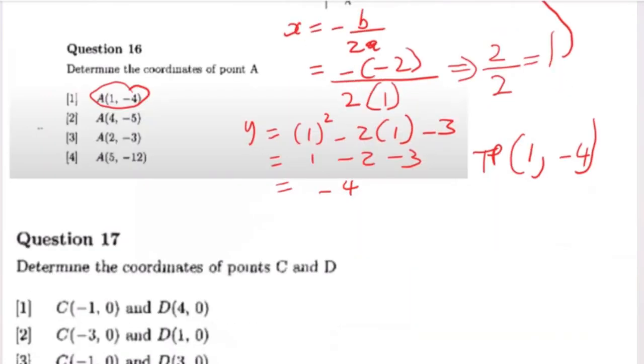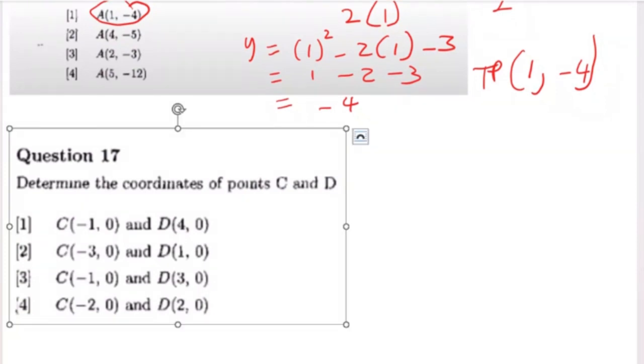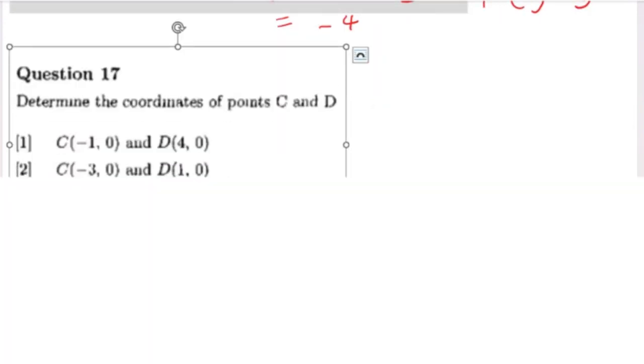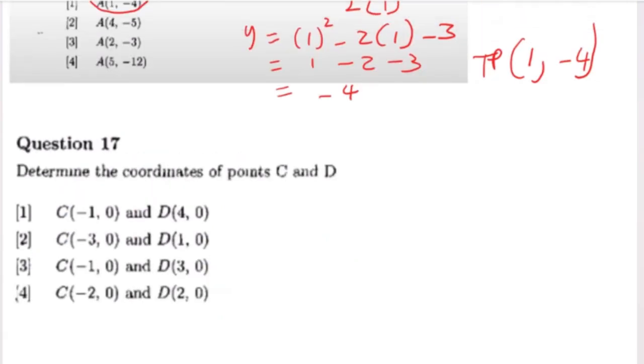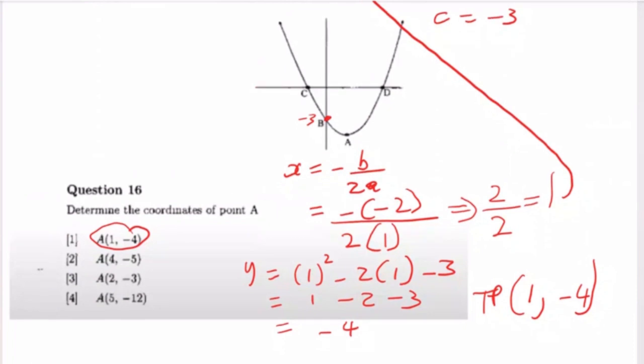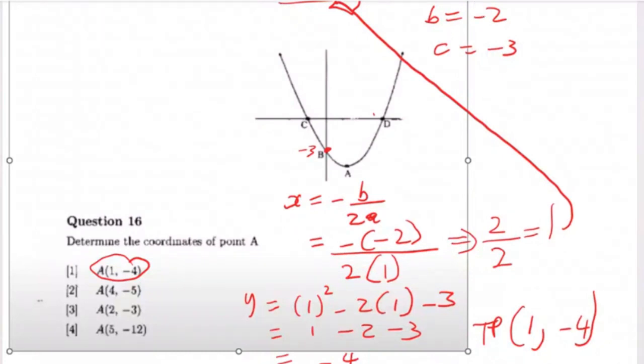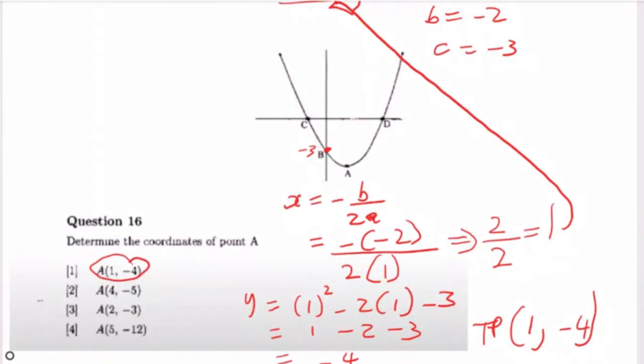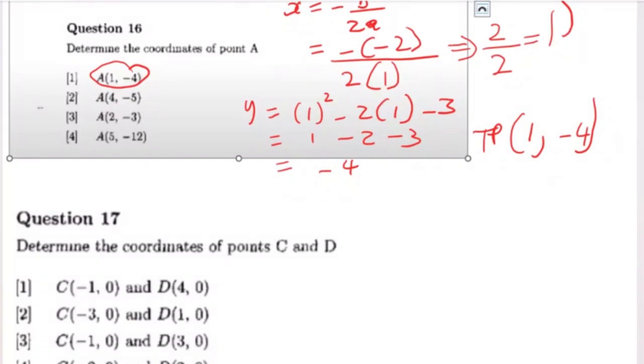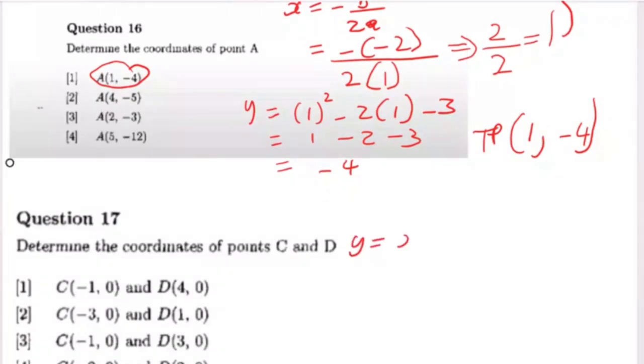The process is almost the same. Calculate the coordinates of C and D. Okay, the coordinates of C and D. These are the x-intercepts. Okay, so now to get my x-intercept, I need to get my equation. Okay, my equation is y is equal to x squared minus 2x minus 3. Remember, you've got two options of getting your x-intercept.